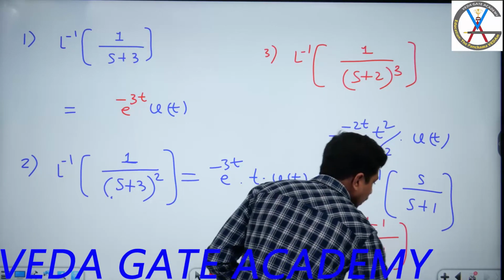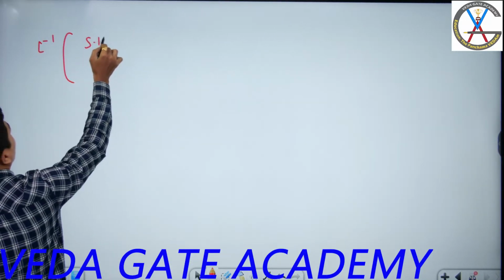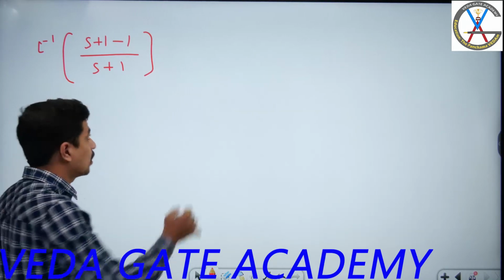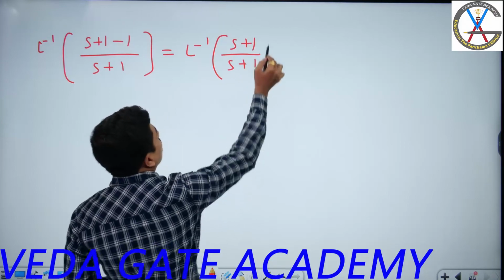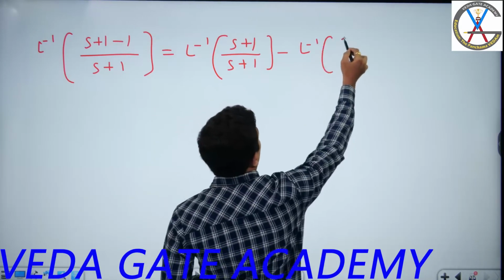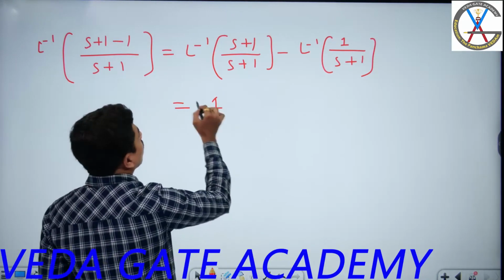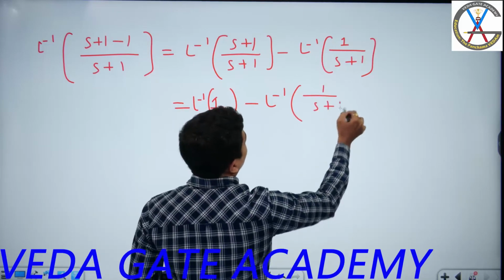Let's go to the next page. Inverse Laplace transform of s plus 1 minus 1 by s plus 1. Just I added 1 and subtracted 1. What we are going to get? Inverse Laplace transform of s plus 1 by s plus 1 minus inverse Laplace transform of 1 by s plus 1. What we are going to get? Inverse Laplace transform of 1 minus inverse Laplace transform of 1 by s plus 1.